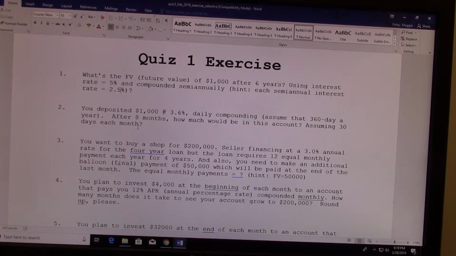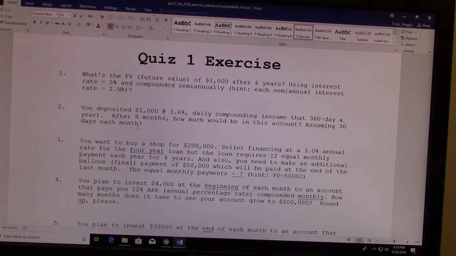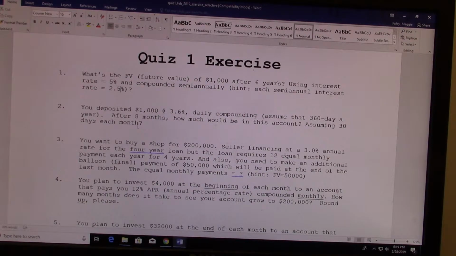Question number 1. What is the future value of $1,000 after 6 years using an interest rate of 5% and compounded semi-annually? So the interest rate is compounded semi-annually, so it should be 5% divided by 2, which equals 2.5%. This is the interest rate. And N should be 6 years multiplied by 2, since this is a semi-annual compounding question.